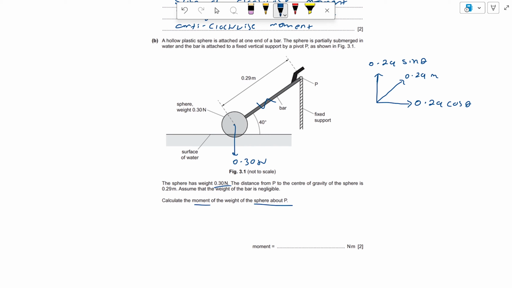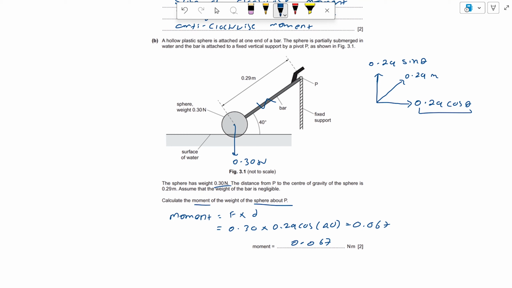So now we need to find the moment. We know that moment is equal to force times the distance. Our force is 0.30 times our distance, which is also going to be our horizontal distance or our horizontal component. So 0.29 cos 40 is equal to 0.067.